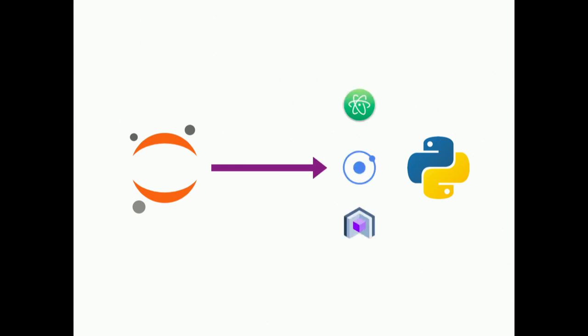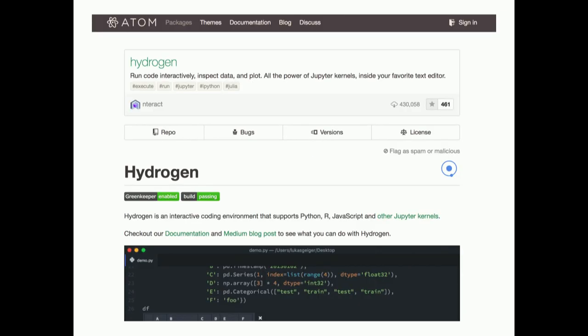So has anyone heard of Hydrogen here? By show of hands, a few? Okay, awesome. Hydrogen is something that I think more people need to know about. So Hydrogen is essentially a plugin for the Atom text editor. What it allows you to do is, when you install this plugin, which is super lightweight, you can effectively have the power of a Jupyter kernel, executing code according to the Jupyter protocol, so that's, I think, ZeroMQ.